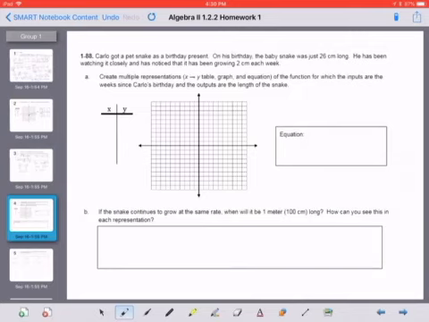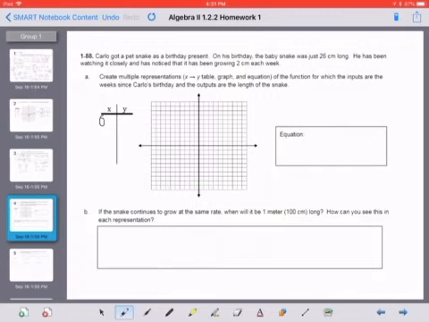The next problem says Carlo got a pet snake as a birthday present. On his birthday, the baby snake was just 26 centimeters long. He had been watching it closely and noticed that it had been growing 2 centimeters each week. Create a table. So I know I would start at 0.